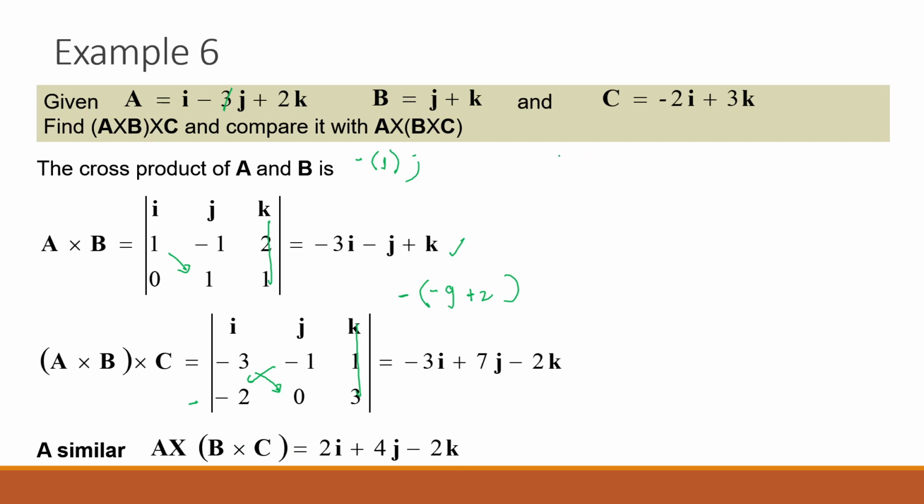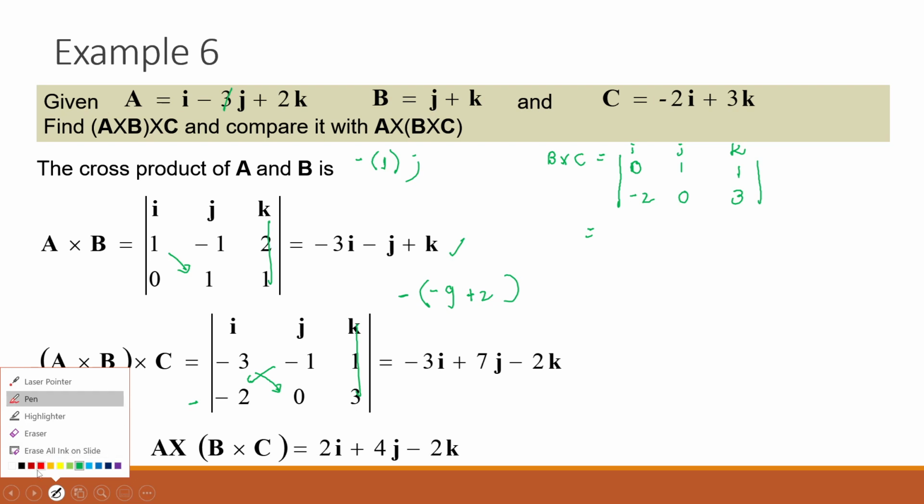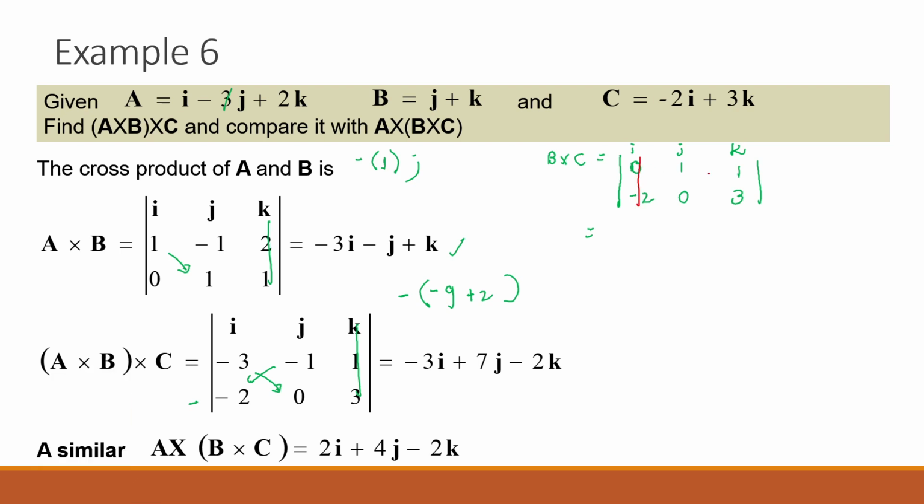Let's say you do B cross C first. B cross C, I, J, K. B is 0, 1, 1. C is negative 2, 0, 3. So B cross C, component I, you close it. So you have here only 1 times 3, so it's 3I.